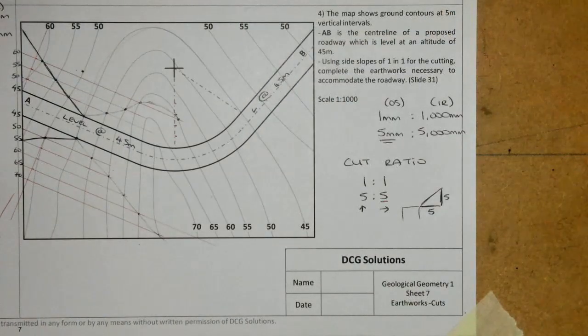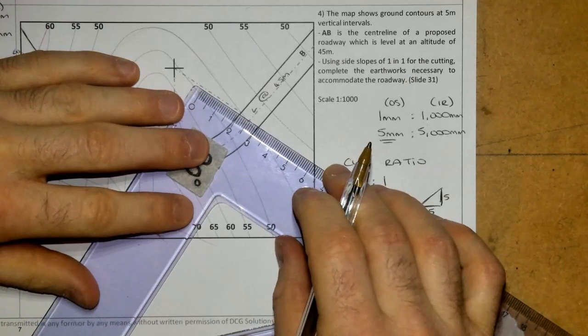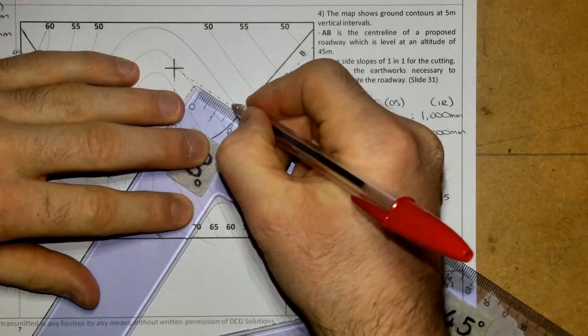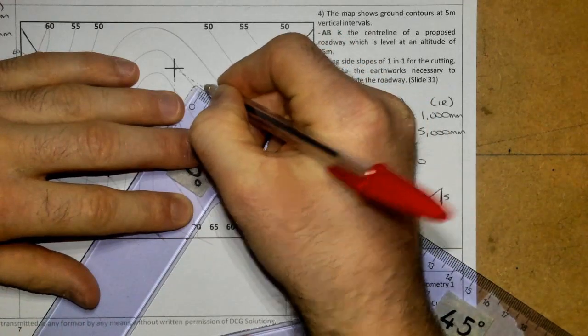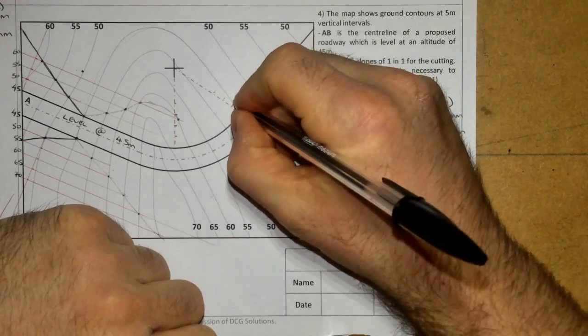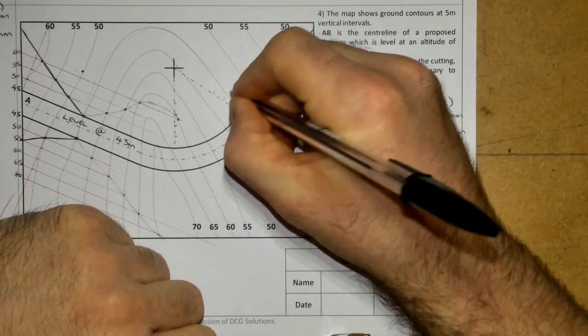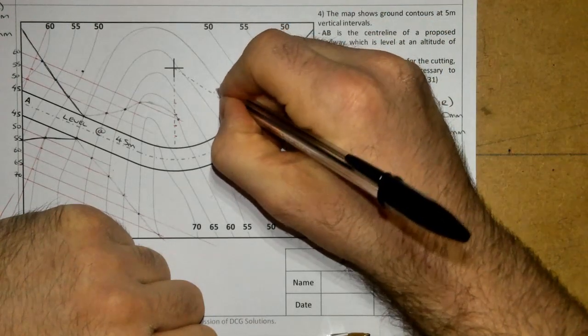Okay, so I actually should have done it maybe here. I think this would have been a bit neater. So 50, 55, 60. I think actually that's as much as I need. Okay, so I'll put those in. So I've got 50, 55, and I've also got 60.